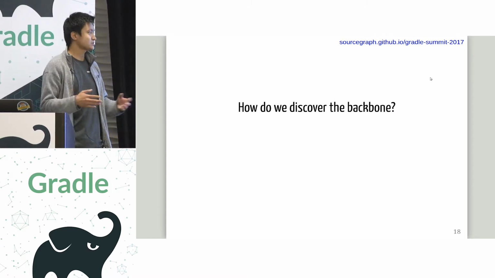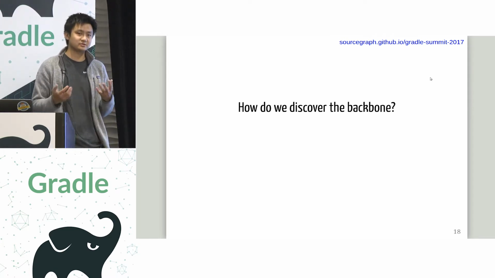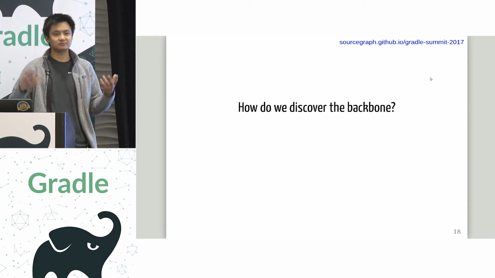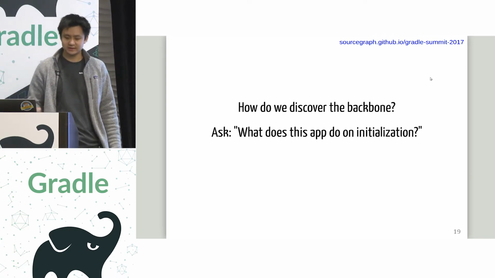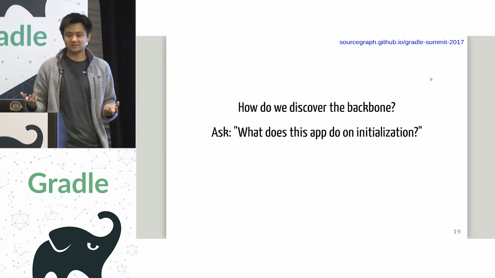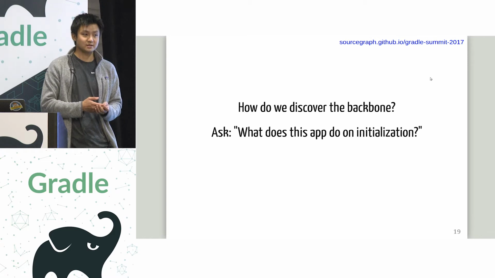If you just ask the question, how do we discover the backbone, that's a very big, scary question. And if you try to answer it directly, you'll probably answer with something vague or half-baked, or you'll get lost in the code and not be sure how to continue. So a good trick that I like to apply is, when I'm trying to discover the backbone of the application, I just ask, what does it do on initialization? How does it arrive at the initial state that the user sees?